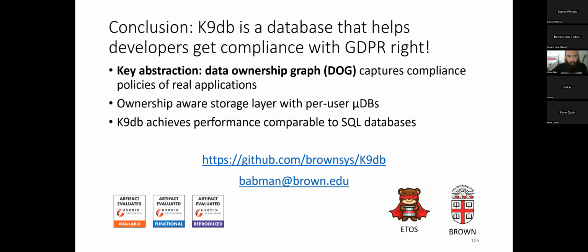Cool. So let me conclude here. We presented K9db, which is a database that helps developers get compliance with the GDPR and other privacy laws right. K9db relies on the data ownership graph, the DOG, which is the key abstraction that captures compliance policies of real applications. And it also relies on a new ownership-aware storage layer, which was organized into per-user microdatabases. K9db achieves compliance while exhibiting performance that is comparable to traditional SQL databases, which offer no built-in compliance support. Our code is available at GitHub, and thank you a lot for listening.